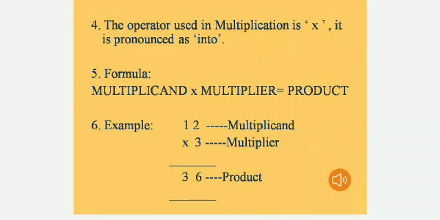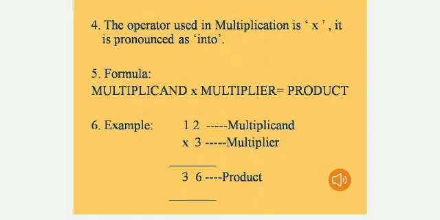Fourth point, the operator used in multiplication is into, and it is pronounced as into. Fifth, that is the formula: multiplicand, that is the first term in the multiplication, into multiplier. Multiplier is the second term. When we multiply multiplicand and multiplier, we get the answer product, and the operator used is into.